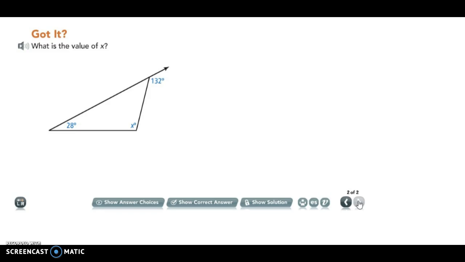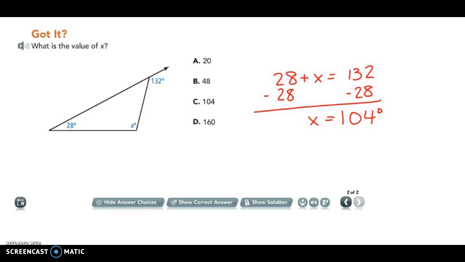Okay, so take a look at this one, and we want to know what is the value of x. Go ahead and work through it and see if you get one of these answer choices. So I got that x is going to equal 104 degrees because 28 plus x is going to equal 132.